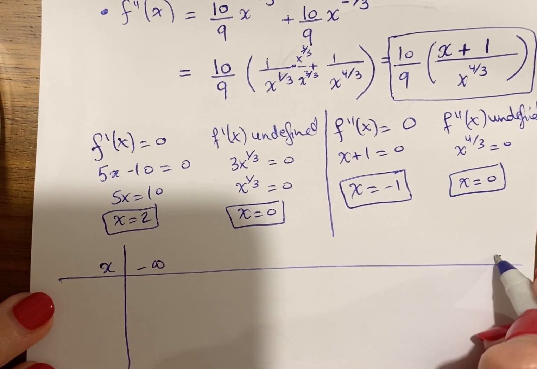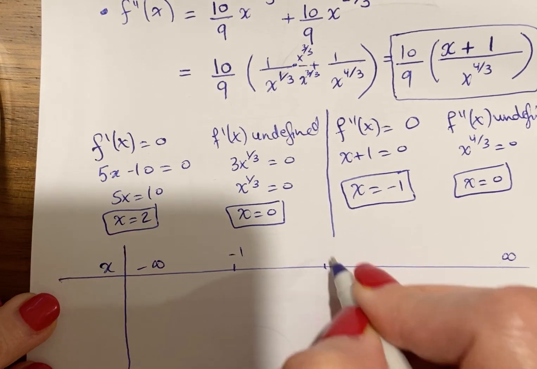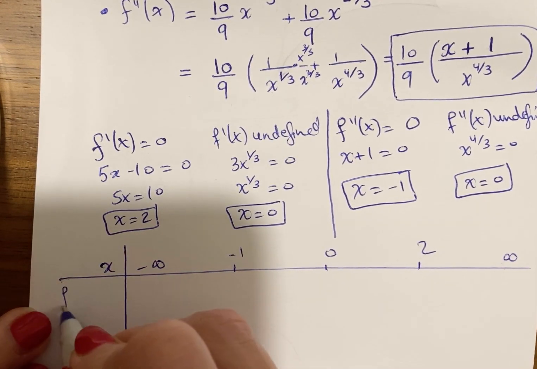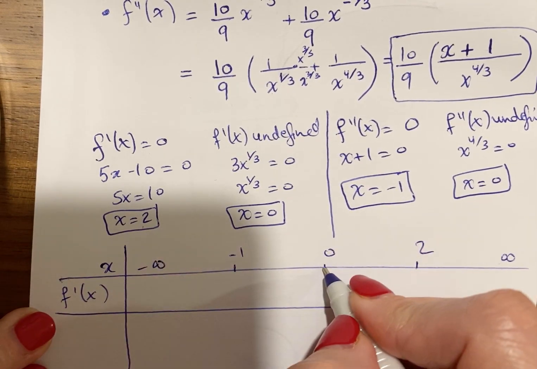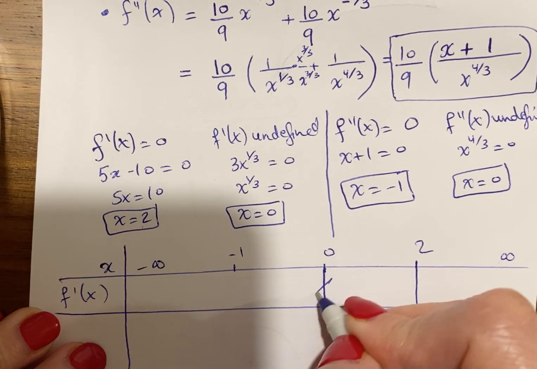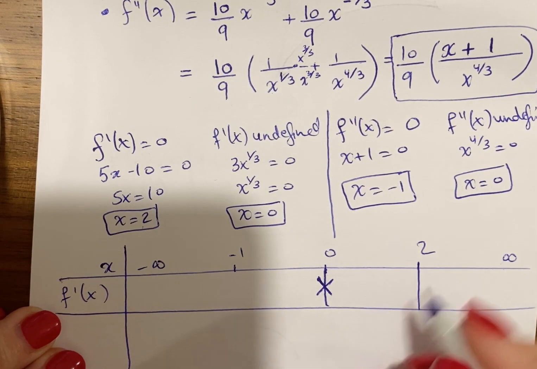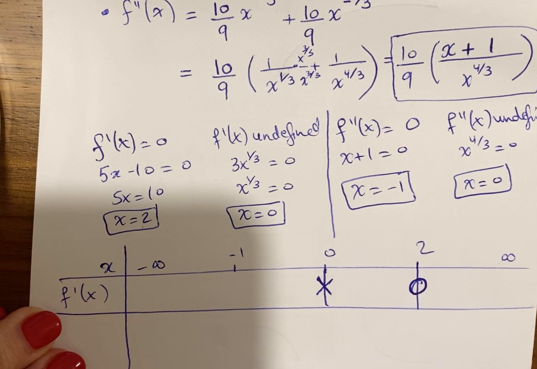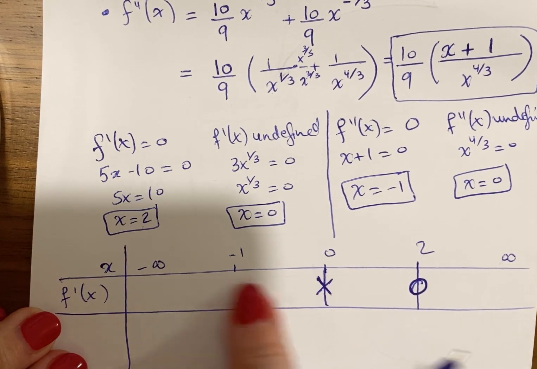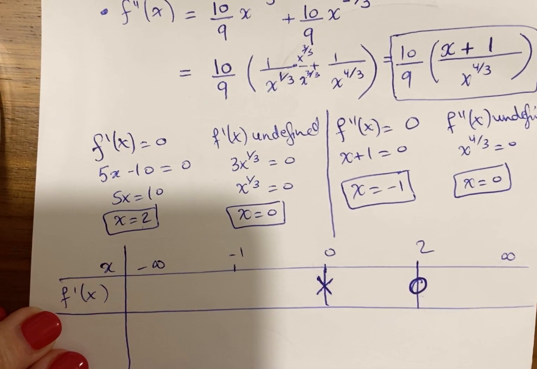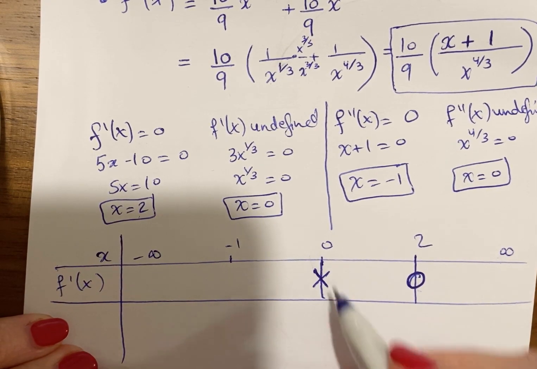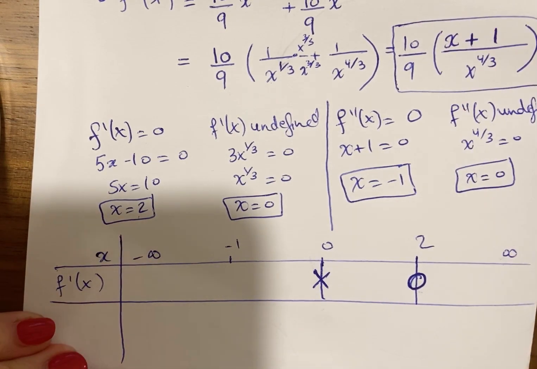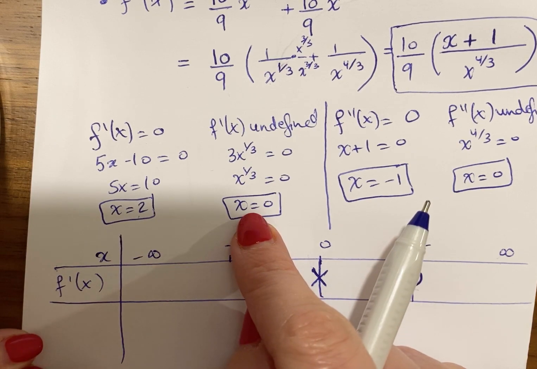x runs from minus infinity to infinity. Minus 1, 0, and 2 are the points that we just gathered. f prime of x, who is important? 0 and 2. But the 0 is an undefined value, so we cross it. The 2 is a 0, so we put a 0. It's an X and an O. X because it's undefined, O because it is defined. It's not like what I did in previous examples where I scratched the whole thing. I scratched the whole thing when it's not part of the domain. Here the 0 is part of the domain, but it's only causing a problem for f prime.